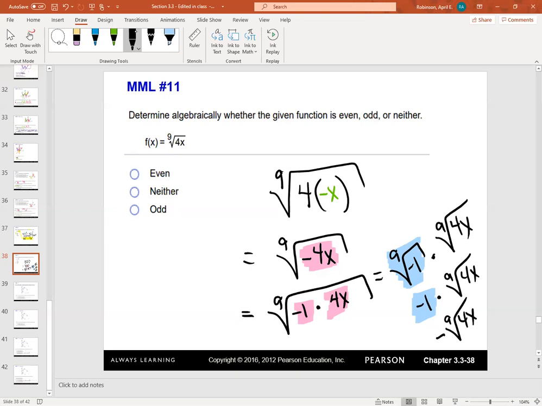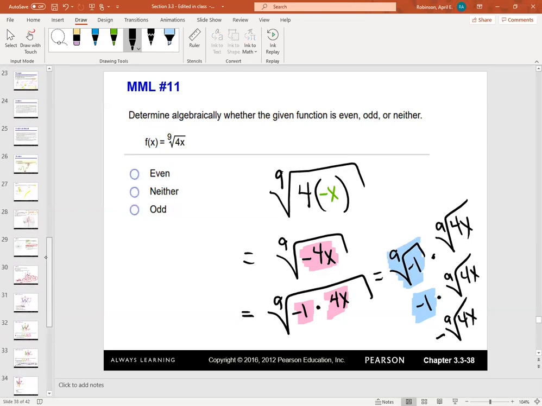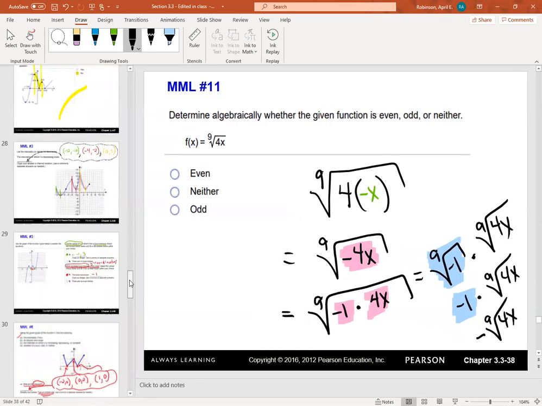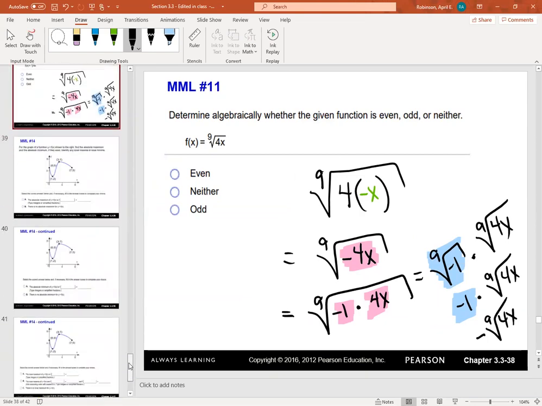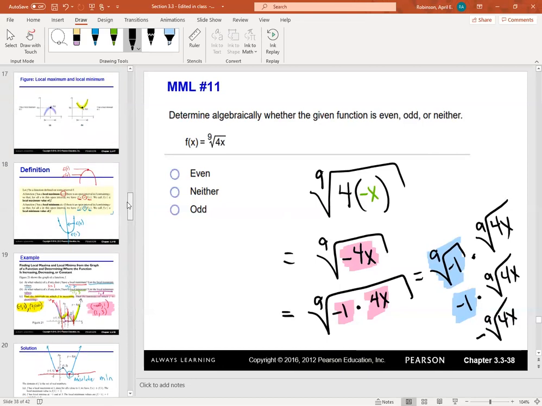And when you plug in a negative x, I can't remember what slide it was. Where was it? Hello, where are you? Where are you?